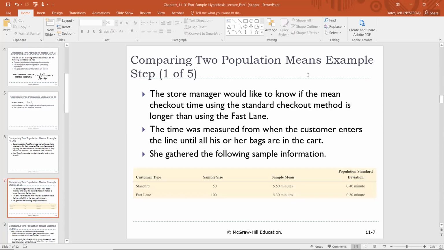All right, so the store manager would like to know if the mean checkout time using the standard checkout method is longer than the fast lane. So longer than the fast lane. So then we had some times measured, and this is important, setting exactly what the experiment is. It's the time measured from when the customer enters the line until all his or her bags are in the cart. All right, so it is very clear, and again, this is also important when it comes to analytics, exactly what we're measuring and being consistent with that measurement. Not when the cashier has rung up all of the stuff and put it in the bag. It has to be rung up and in the bag, in the cart, that kind of thing.